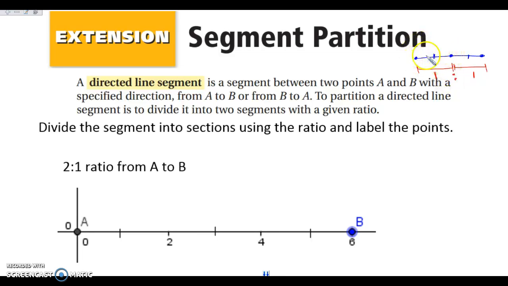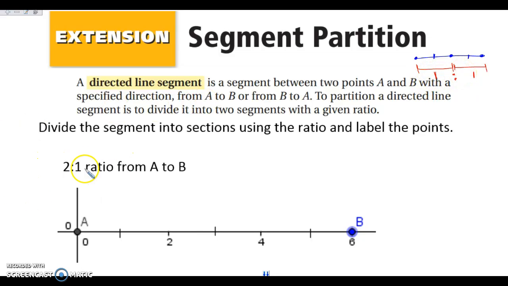Okay, so because I had an equal piece here and an equal piece here, I had a ratio of 1 to 1, because there was one piece on one side, one piece on the other side, and they were both the exact same length. So now what we're going to look at today is how we can find out where a point is located if it's not in that 1-to-1 ratio, if it's not exactly in the middle.